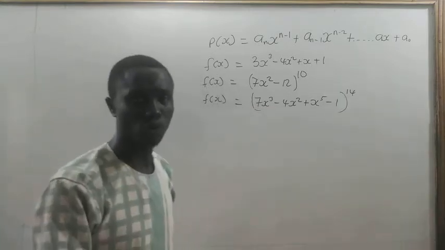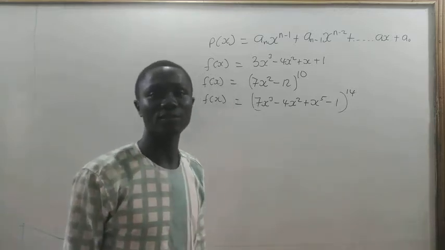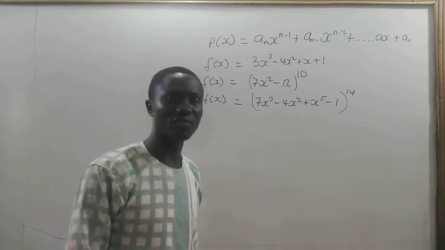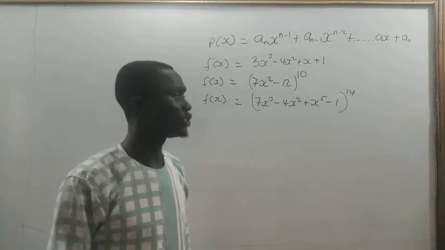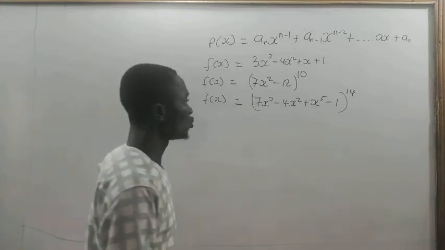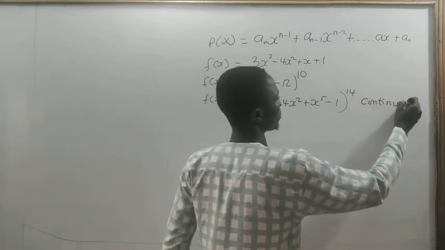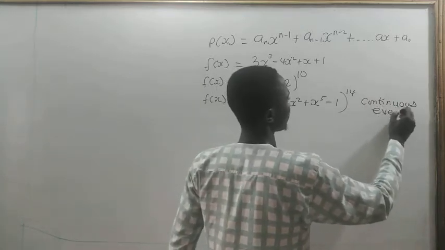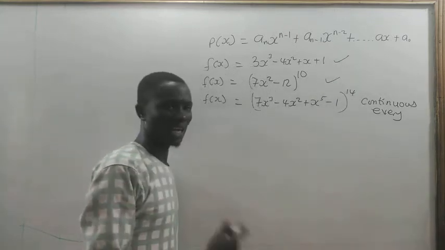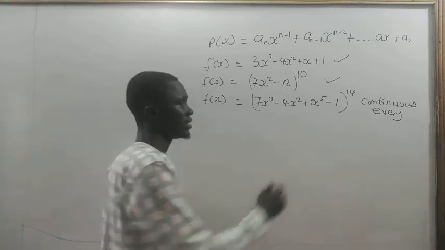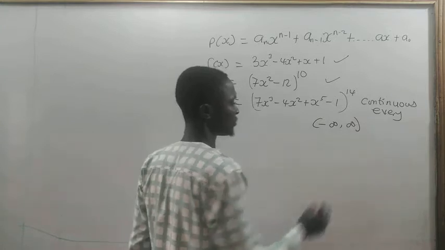So a polynomial times a polynomial will give you a polynomial. It will not give you an exponential function. It will not give you a trigonometric function. It will not give you a logarithmic function. It will still give you a polynomial function. So this function is continuous everywhere. This is also continuous everywhere. And what is the interval of continuity? The interval of continuity is from negative infinity to positive infinity.